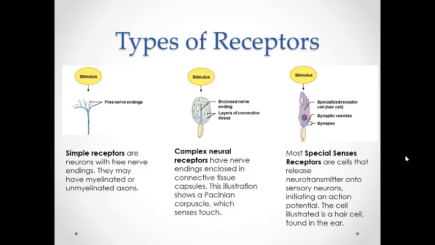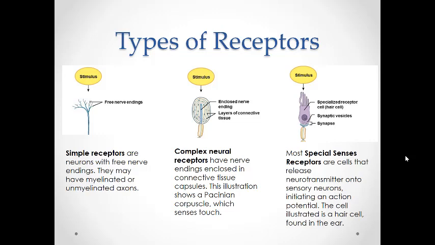Then you have the complex neural receptor. This is a dendrite at the end that has a special encasing that's enclosed, so that it has a layer of connective tissue that surrounds it. For example, one of these might be the Pacinian corpuscle in your skin that is responsible for sensing pressure, as in how hard am I pressing on something.